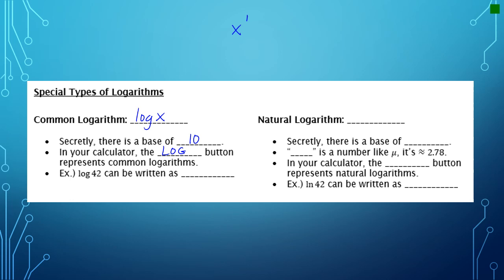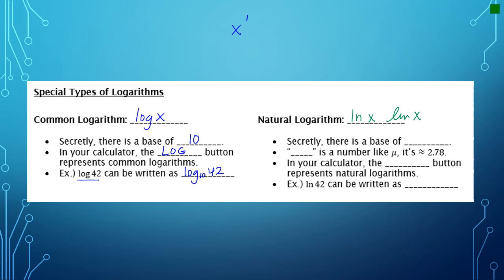So for example, if you have a problem that says log 42, that's the same thing as writing log base 10 of 42. It's just that you don't have to write the 10 because it's assumed that it's 10 if it's missing. The other kind of special logarithm is called the natural logarithm. And that one is abbreviated ln of x. Sometimes I like to write it in cursive because otherwise you can't always see. It looks like in, but it's actually ln.